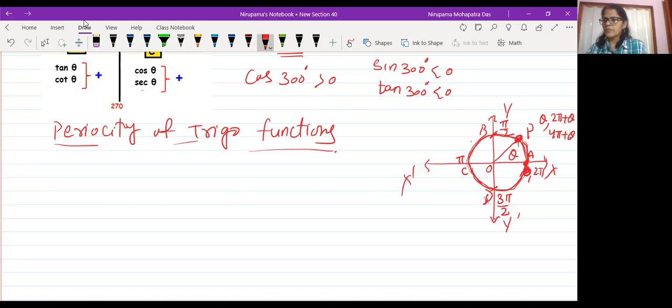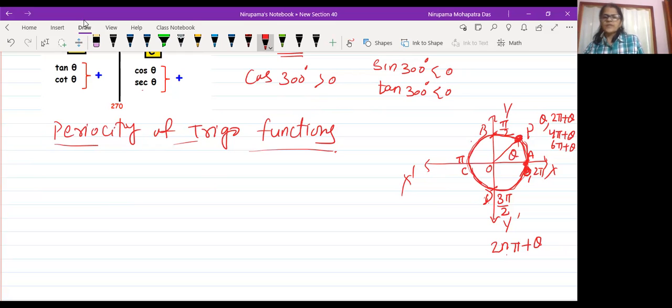Again you keep on moving. Again you are at P. So it is 6 pi plus theta. Like this, because to come back to the same point on the circle, you have to complete one rotation. So every time, one complete rotation you have to cover. In that way you can observe the pattern: theta, 2 pi plus theta, 4 pi plus theta, 6 pi plus theta, like this. It means the pattern here is 2n pi plus theta. What we can observe here is that after every 2 pi interval, the same position is repeated.